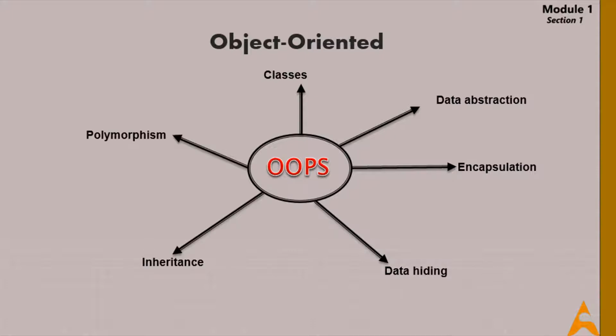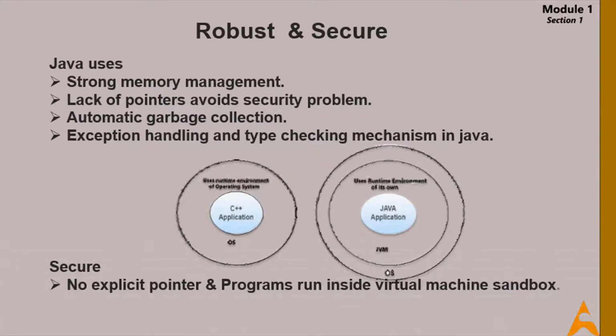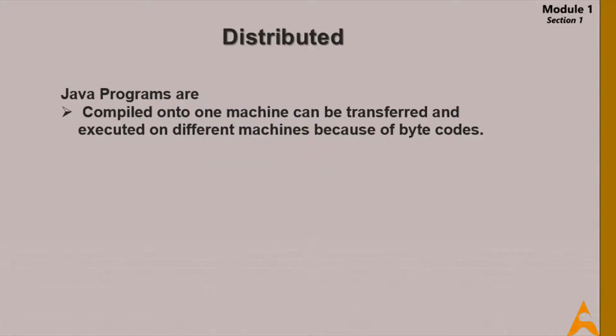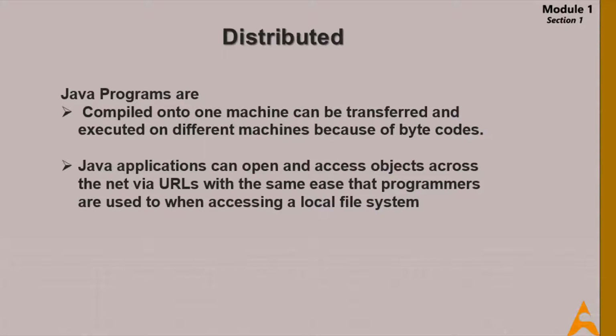Java is a very robust and secure language. Java manages the memory automatically with the help of the garbage collector. This feature of Java makes it very robust. Java does not use any explicit pointers, hence it is secure. A Java program compiled on one machine can be easily transferred to another machine and executed on that machine because of the facility of bytecodes. Java programs can easily run on networks.